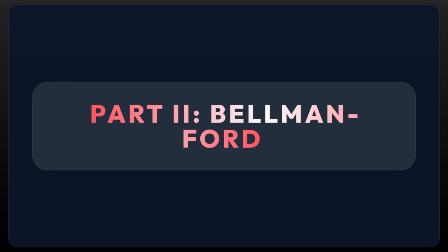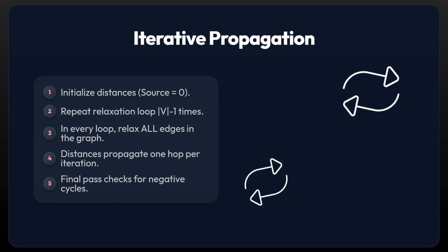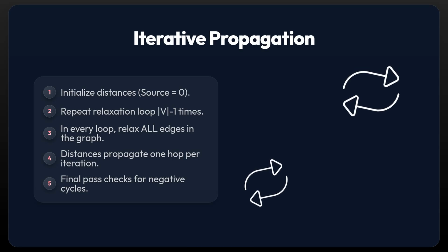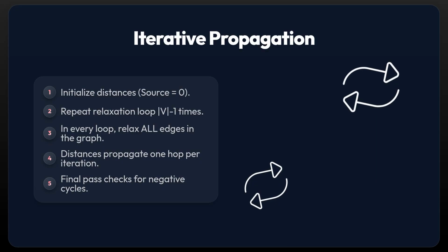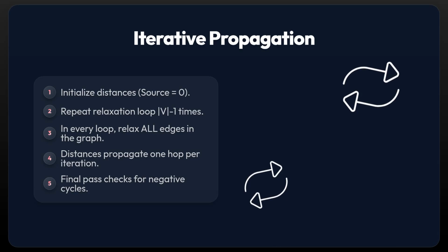Now we move to the generalist. The Bellman-Ford algorithm sacrifices speed for robustness, capable of handling the chaotic world of negative weights. Bellman-Ford does not guess. It is thorough. The algorithm runs a main loop exactly V-1 times. In every single iteration, it relaxes every single edge in the graph. This ensures that the shortest path information propagates through the network, one hop at a time, regardless of whether the weights are positive or negative.